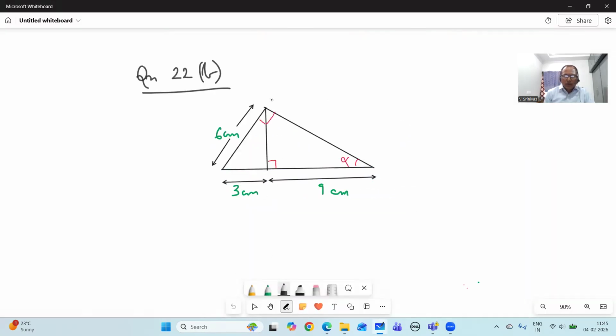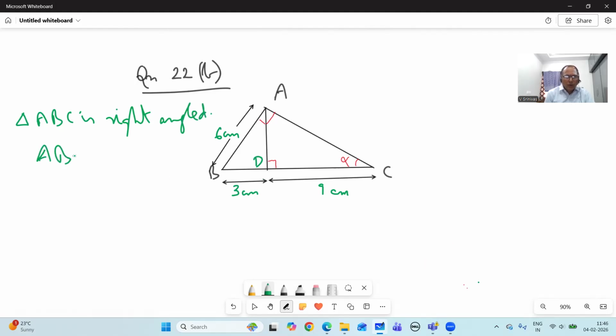So let me call this capital A, capital B, capital C, and this point capital D. This is capital D. Now the triangle ABC is a right triangle, and we have AB equal to 6 centimeters, and we have BC is equal to BD plus DC. D is the foot of the perpendicular from A onto BC.